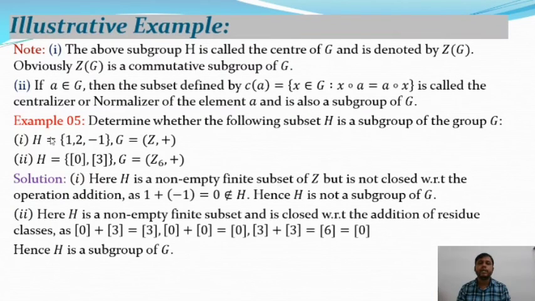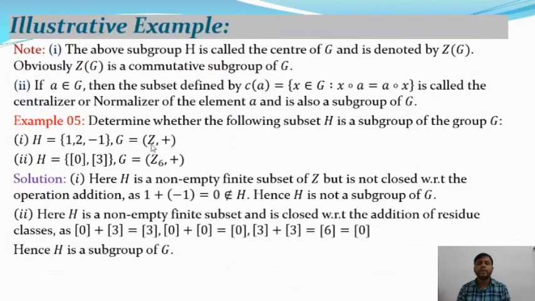So after that we will take an example, that means this is the fifth example on the subgroup. Determine whether the following subset H is a subgroup of the group G. First, H is equal to {1, -1} and G is equal to (Z, +). So in that case, H is the subset and the elements of H are 1 and -1, and G is a group.